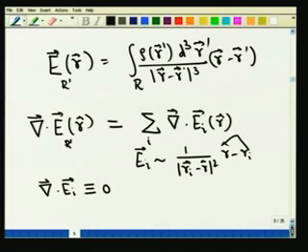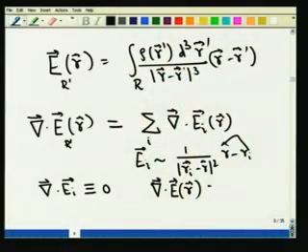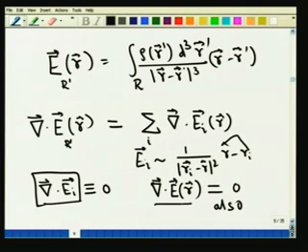Therefore, by the principle of superposition, I conclude that the divergence of E at any given point R, through the whole charge distribution, is also 0. This was coming from an infinitesimal charge element. This is coming from the total charge element because, let me write it explicitly, R and R prime are disjoint.